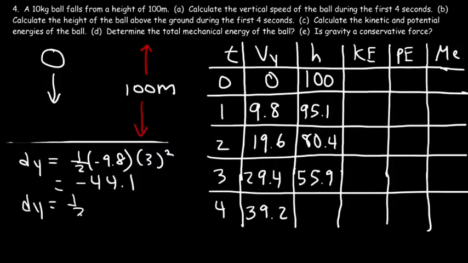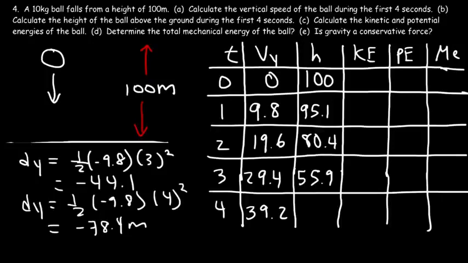Now let's do the same thing for a time of 4 seconds. So negative 4.9 times 4 squared is negative 78.4 meters. So 100 minus 78.4 is 21.6 meters. So that's the height above the ground 4 seconds later.